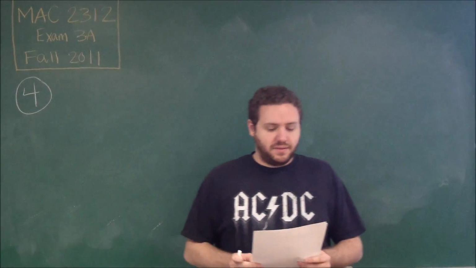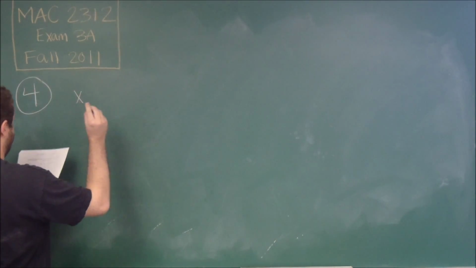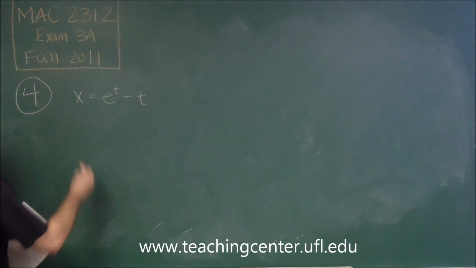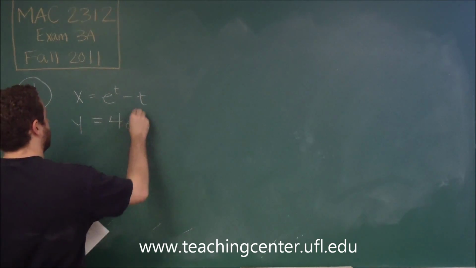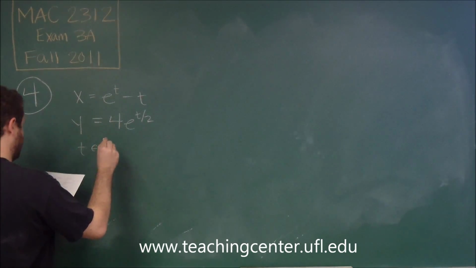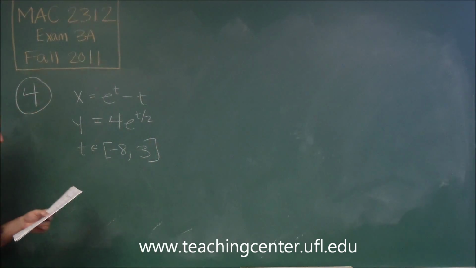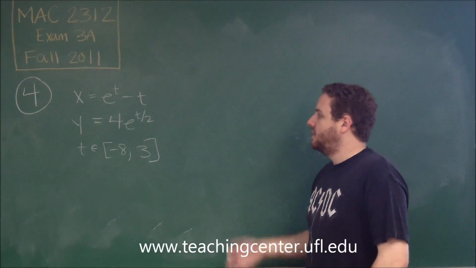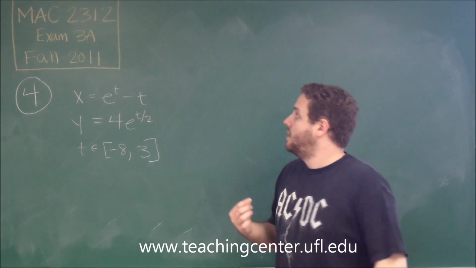On number 4, we need to find the length of a parametric curve. So our parametric curve is given by x equals e to the t minus t, and y is equal to 4 e to the t over 2. And we know that our t is in the range -8 to 3. So we just need to give the integral that would give us the arc length, or the length of this curve.